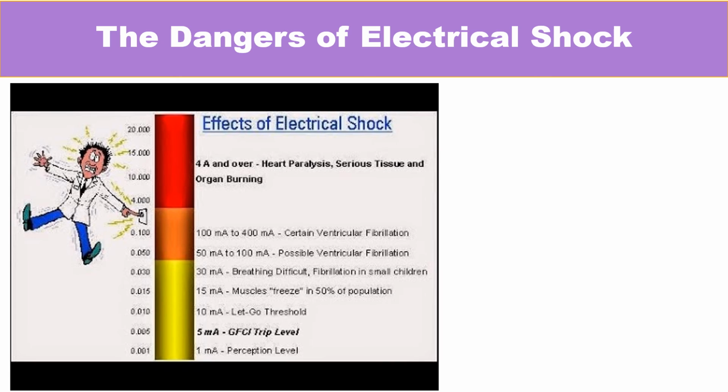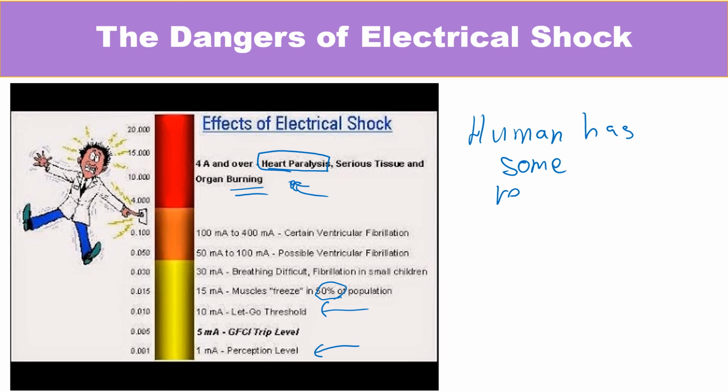If you look at a more detailed chart about the effects of electric shock, you start perceiving electrical discomfort at 1 milliamp, and the threshold of your body is already 10 milliamps. Muscles will freeze in 50% of the population, like LD50, the lethal dose that kills 50% of the population. Then there will be burning afterward. At 4 amps and over, your heart will stop and organs and tissue will start to burn. This is electrical damage. Our human body has some resistance, but not much at all.